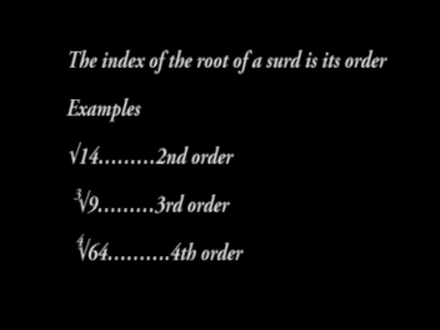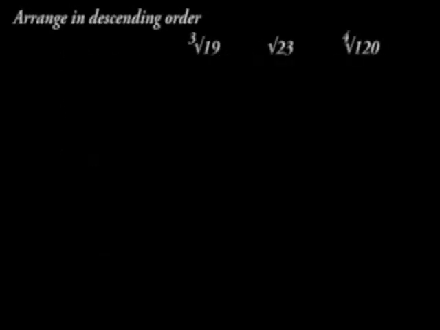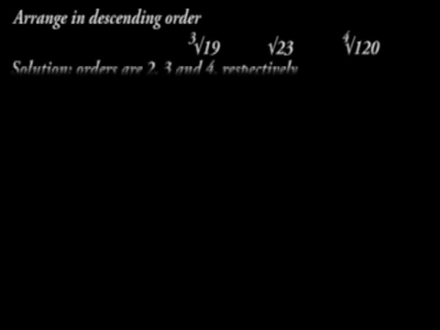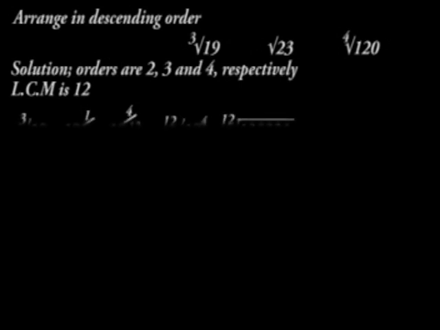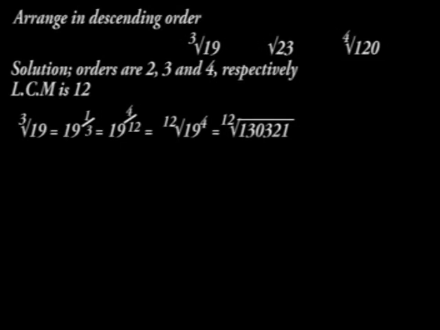Take an example. Arrange the following in descending order: cube root of 19, root 23, and fourth root of 120. In the solution, the orders are 3, 2, and 4 respectively. The LCM is 12. Therefore, cube root of 19 can be written as 19 raised to a third, which is also equal to 19 raised to 4 over 12. This can be written as 12th root of 19 raised to power 4.